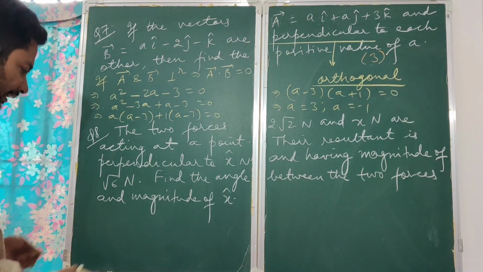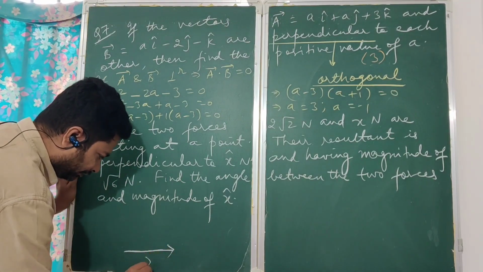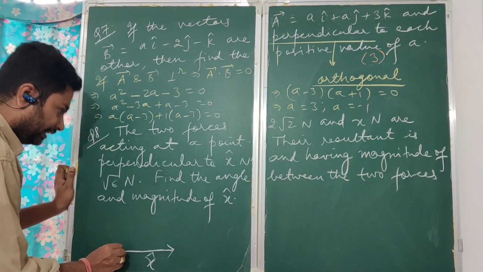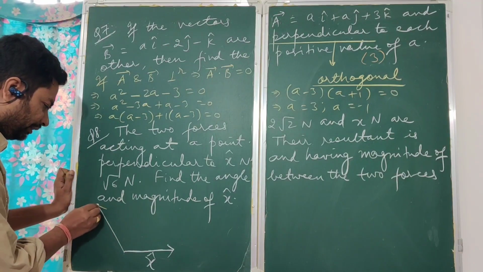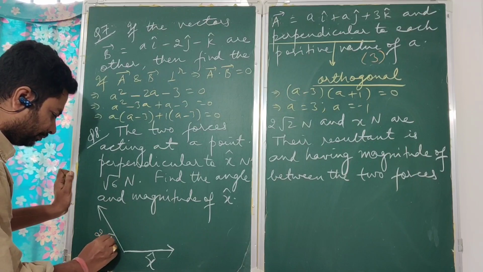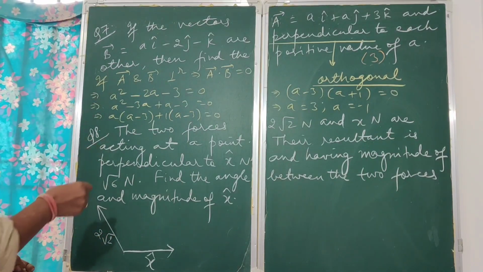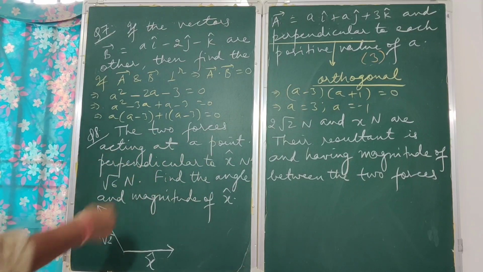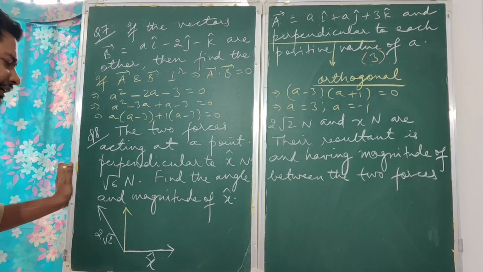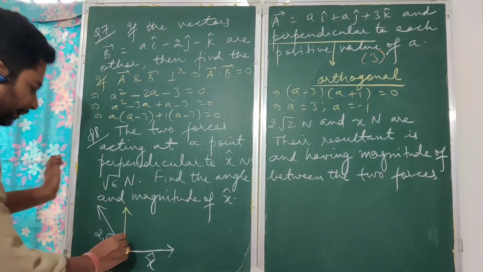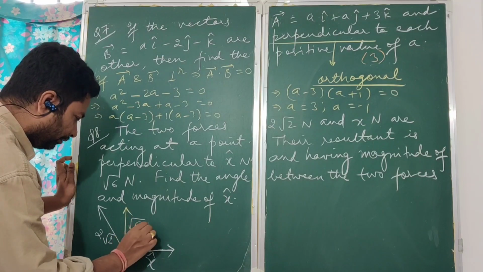So now let us say this is your force x and another force, magnitude is 2 root 2. So we can take that force here like this. And where is the resultant? Perpendicular to x cap and having magnitude of root 6. So we can take this as resultant. You can see this is perpendicular to x and it is having magnitude of root 6.